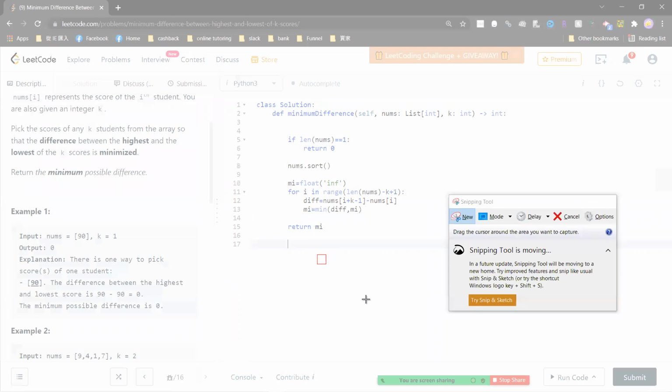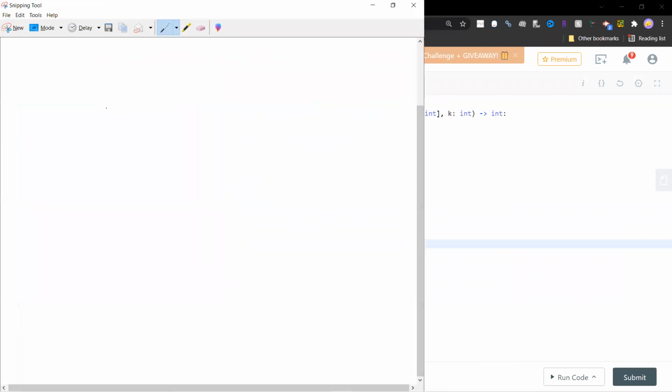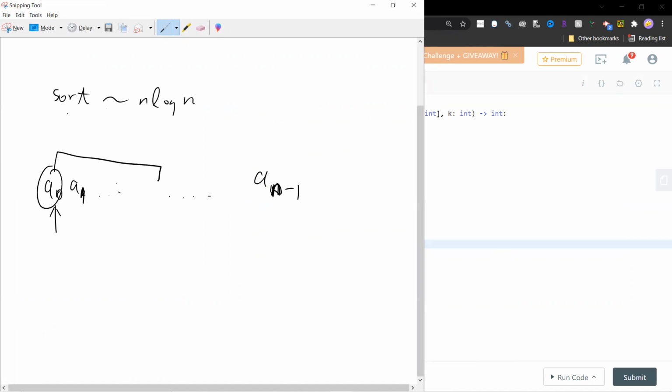My idea is very simple. We just do the sorting. So you first sort, and sorting costs n log n. Once you sort it, let's say A1, A2, up to AN, with indices 0 to n minus 1. If you choose index 0 and choose K of them, because you want to minimize, you just choose the consecutive ones. So this will be AK minus 1.